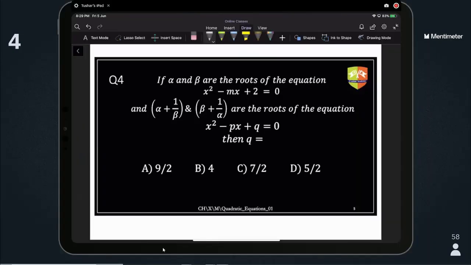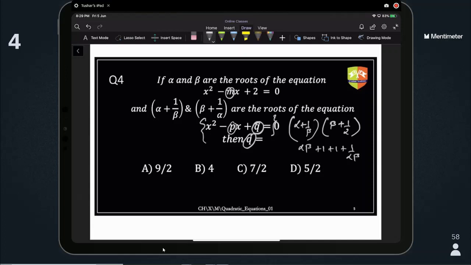Okay, so see here, M, N, P are useless quantities. They are not required at all. You have to find out Q. What is Q? Here is Q. Q is the product of roots of this. Isn't it? Q is nothing but the product of the given roots. What is the product of the given roots? Roots are alpha plus 1 by beta and beta plus 1 by alpha. If you multiply, you will get alpha beta plus 1 plus 1 plus 1 by alpha beta. And what was alpha beta? Alpha beta was the product of roots of this equation, which is 2. So 2 plus 1 plus 1 plus 1 by 2, that is 9 by 2. Done.